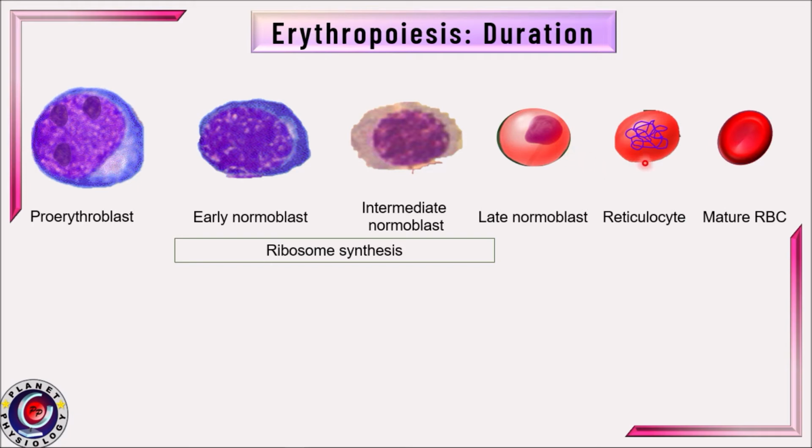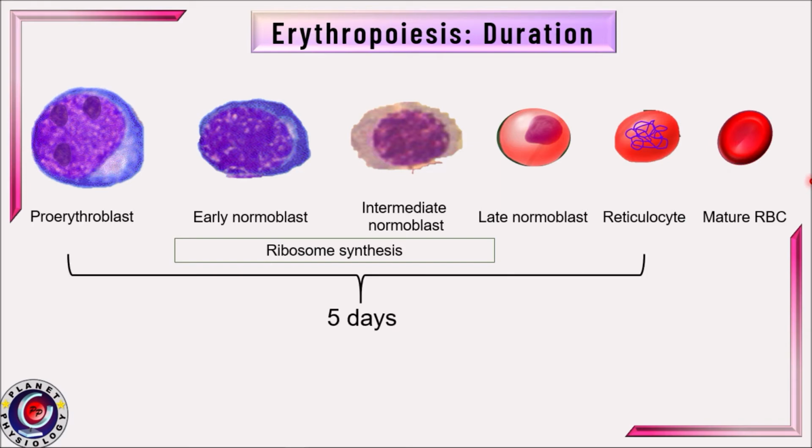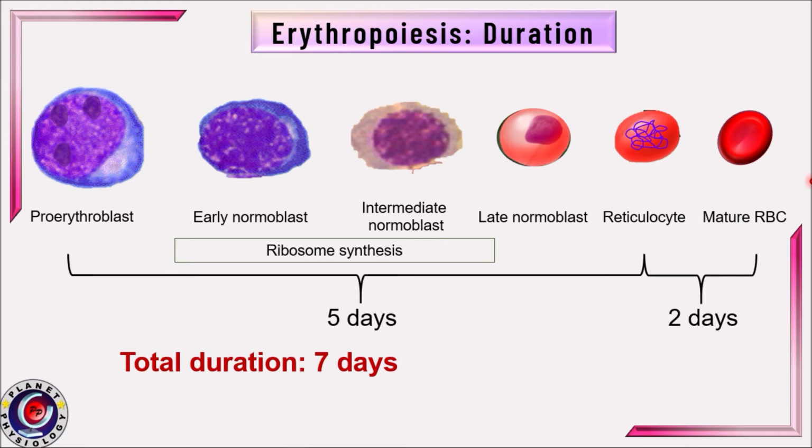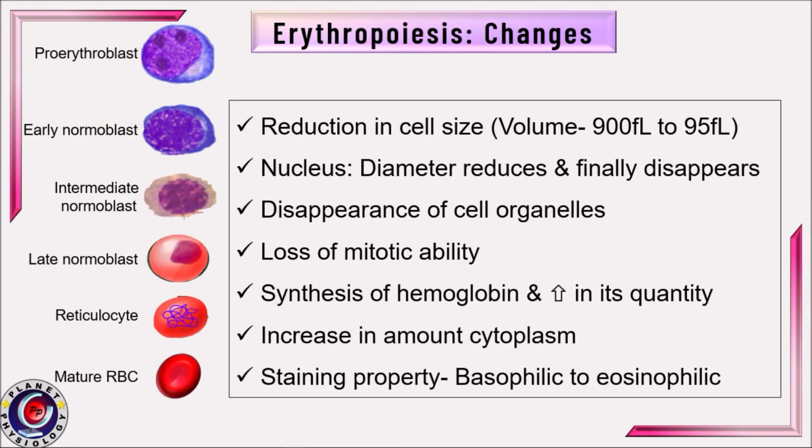Next stage is reticulocyte. It shows the remnants of RNA in the form of reticulum, and at this stage, cells leave bone marrow and enter circulation. Within the next 2 days, it gets converted to mature RBCs. The total duration from proerythroblast to reticulocyte is 5 days and the next 2 days in the circulation, so total is 7 days.